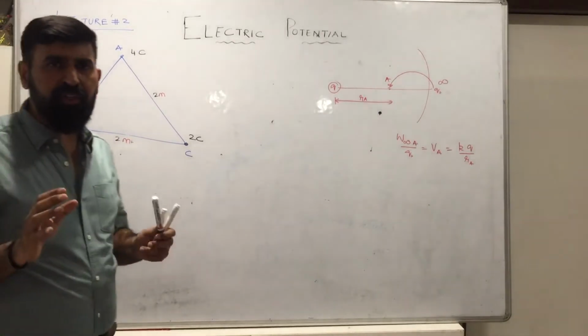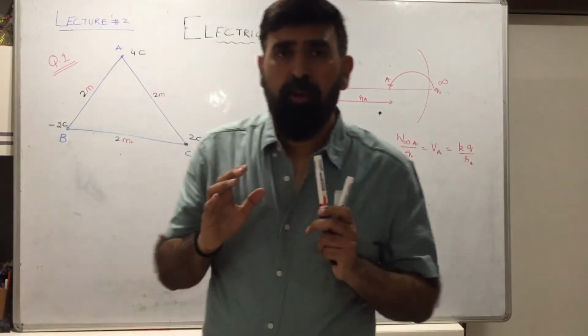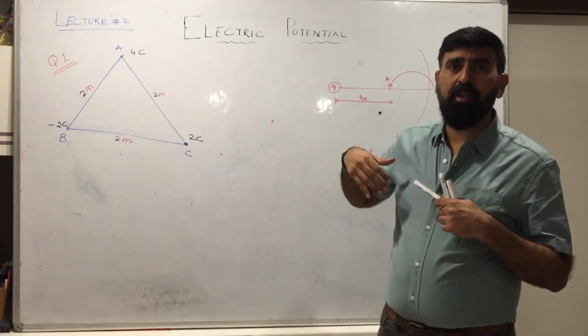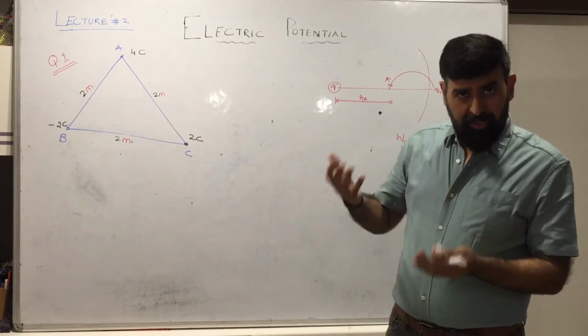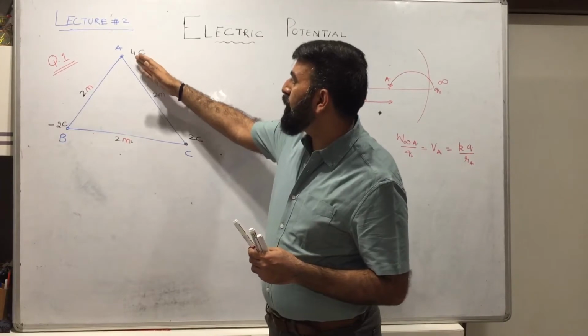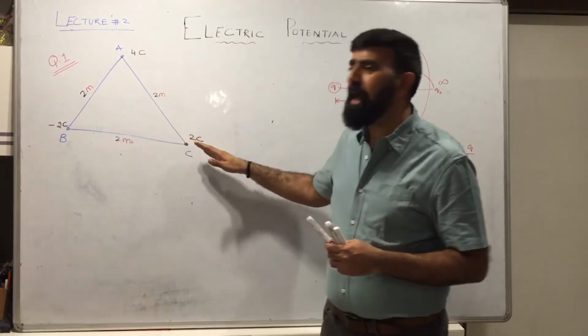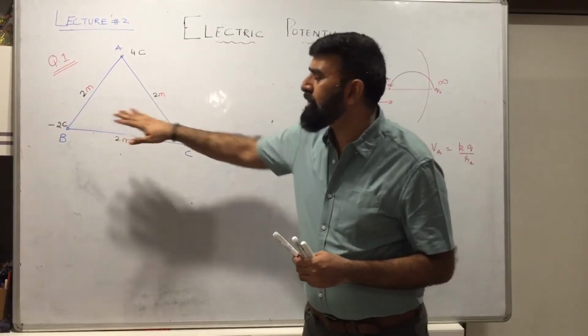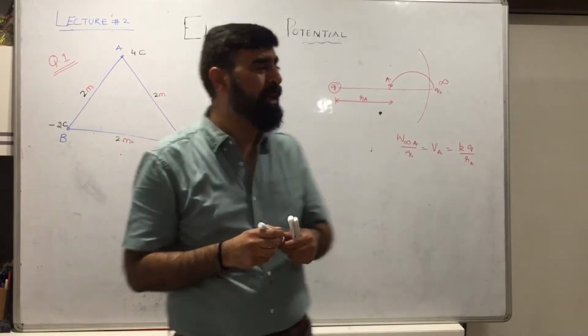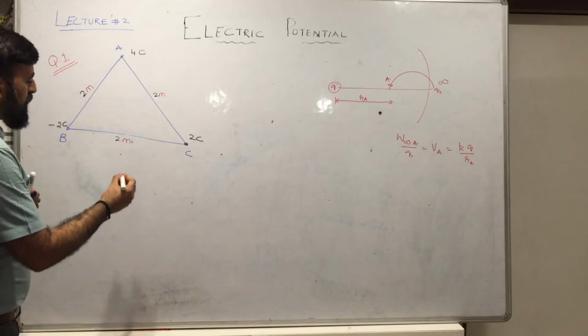Now the question is, what is the potential energy of the system, or the work done? Let's say, what is the work done to keep these three charges, 4 coulomb, minus 2 coulomb and 2 coulomb, on the vertices of this triangle, isn't it? So that's the question. Let's try to evaluate what the potential energy is, or what is the work done.